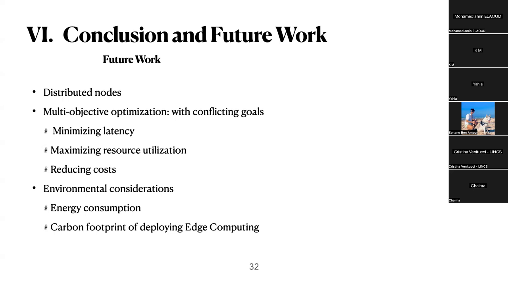What could be done also is multi-objective optimization with conflicting goals, which means that on one hand, we minimize latency, for example, for end users, and in parallel, we maximize resource utilization for the network operator, and we maximize also the revenue of the network operator, and we reduce costs. So basically, there is a conflict between these goals, and we can try to have multi-objective optimization. A third concern is the environmental considerations of edge computing.